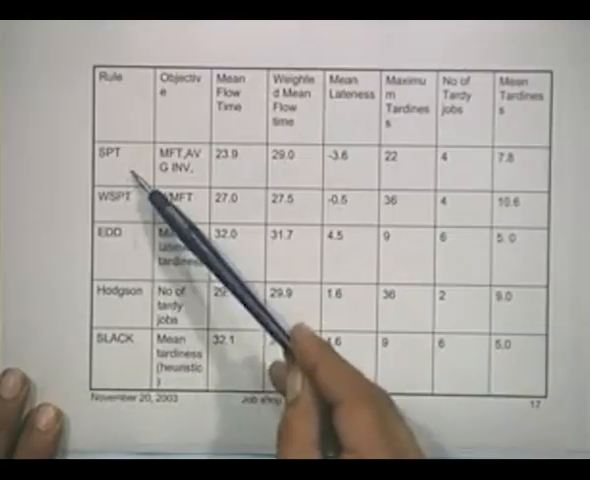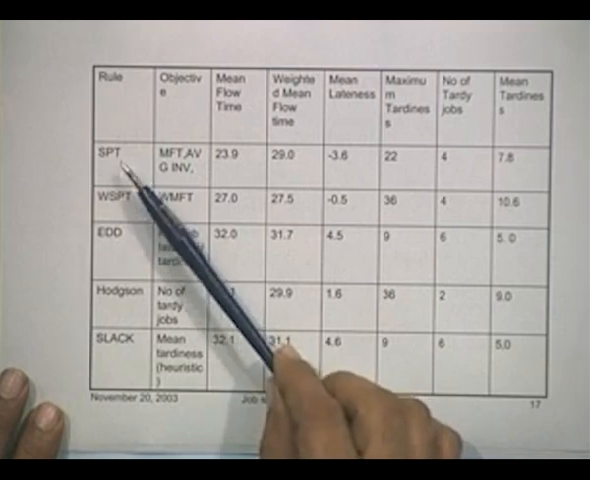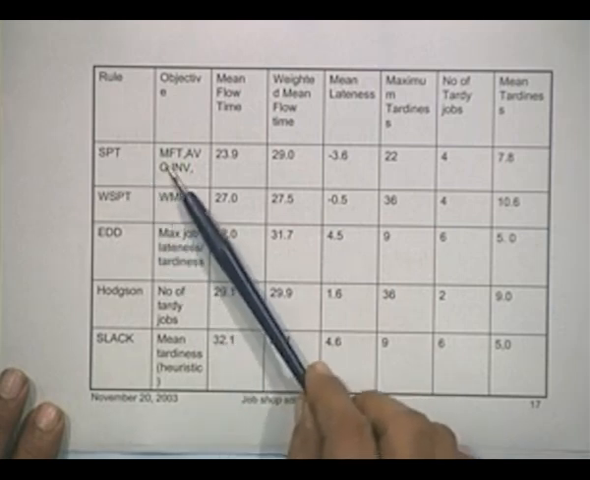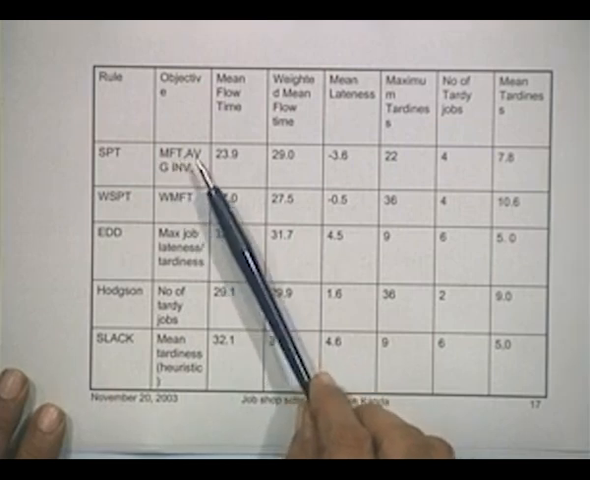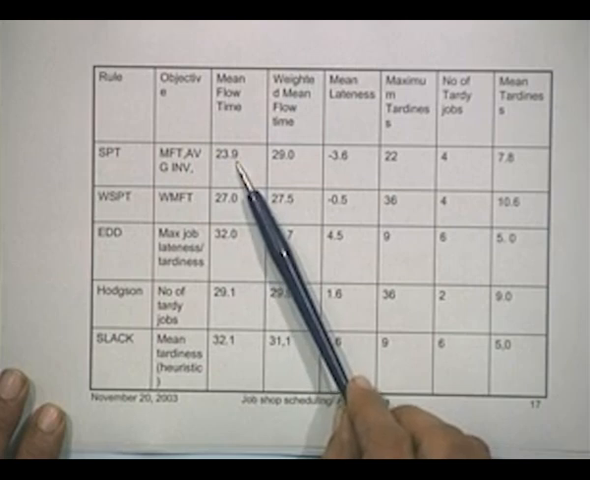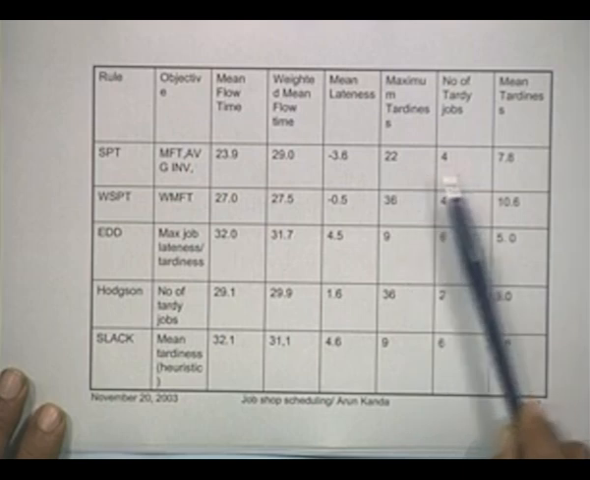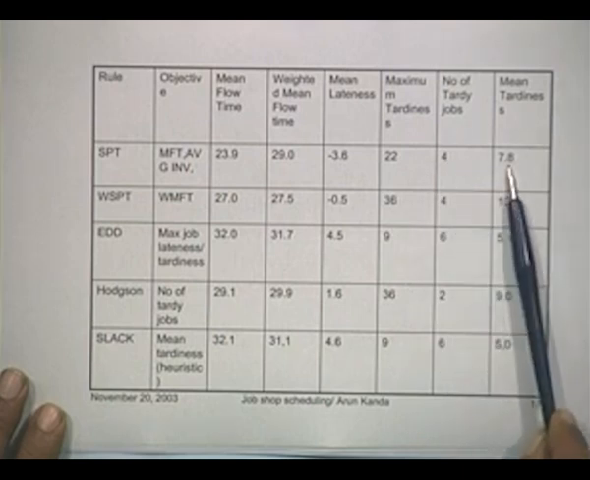The important thing is that we will now state some other results without actually going into proofs. But what we will do is that to the same problem, if we apply different kinds of rules, we might apply, for instance, the SPT rule, and the SPT rule tries to minimize, apart from other criteria like mean flow time, average inventory, and so on, all the other criteria. So the corresponding value of the mean flow time, the weighted mean flow time, the mean lateness, the maximum tardiness, the number of jobs, and so on is like this.